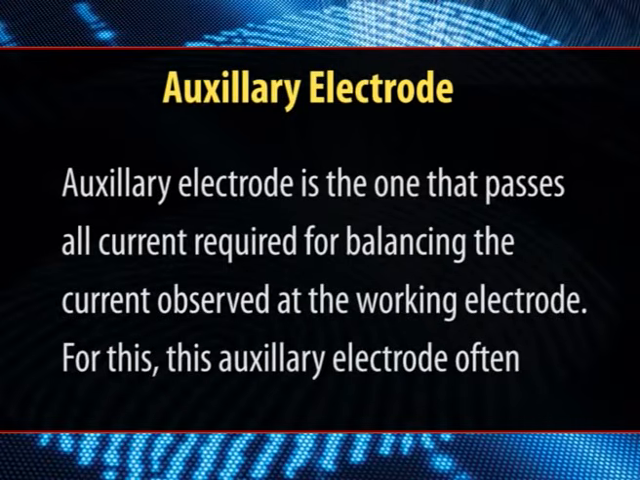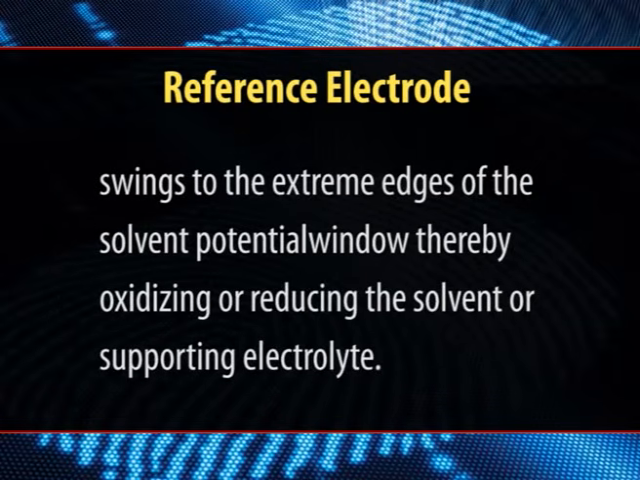And finally, auxiliary electrode. Auxiliary electrode is the one that passes all current required for balancing the current observed at the working electrode. For this, the auxiliary electrode often swings to the extreme edges of the solvent potential window, thereby oxidizing or reducing the solvent or supporting electrolyte.